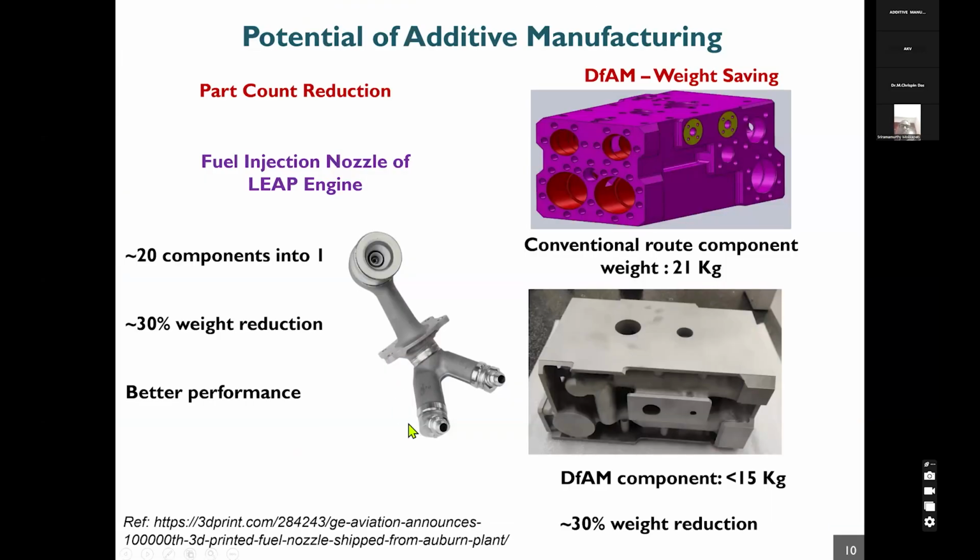So yeah, this is one example of a LEAP engine fuel injection nozzle wherein more than 20 components have been 3D printed as a single component, and it has given a weight reduction of around 30% and also resulted in better performance. On the right, you can see one particular component for our control manifolds. This is our own application, wherein the conventional component used to be made by the machining route and it used to weigh around 21 kilograms. So we have adopted a design for additive manufacturing approach for redesigning this component, and we could save at least 30% weight. So the redesigned component made by additive manufacturing is weighing only 15 kilograms.